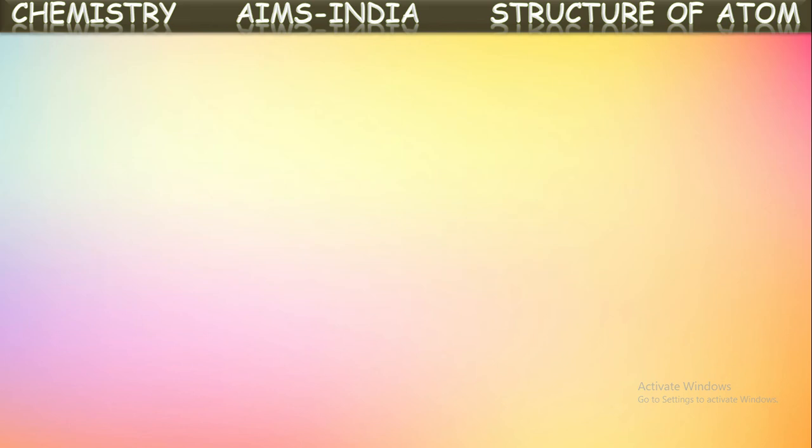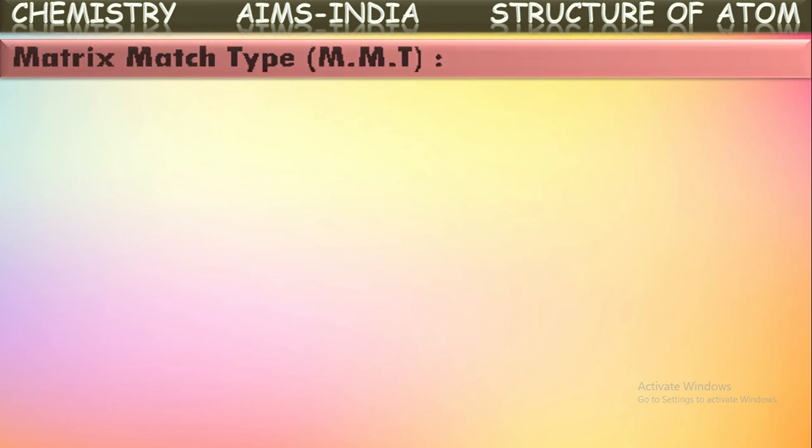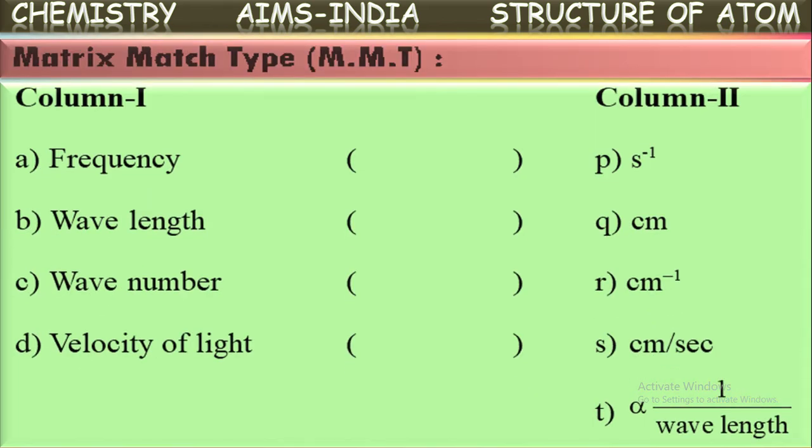Now let us see the next question. It is based upon the matrix matching type. So here two columns are given. The one in column 1 may get one or more correct matchings from column 2. So try to match them carefully. See the first one, here they have given in column 1 certain characteristics of electromagnetic radiations. And in column 2 they have mentioned their units and some relation with other quantities.